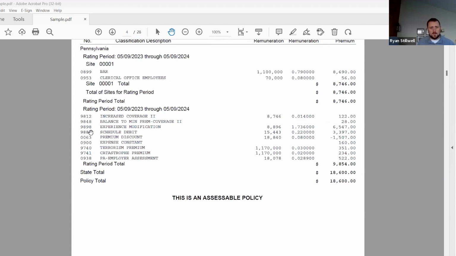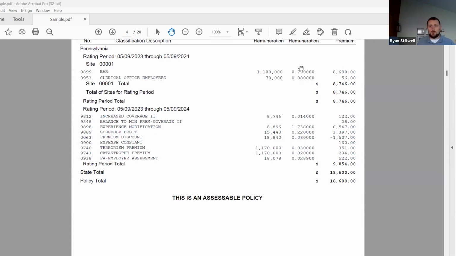The next line item here is you can see scheduled debit. Sometimes this may not appear at all. Sometimes it will show up as a scheduled credit, and this is really an underwriting factor. So when you look at this, you can see a 0.22 as a scheduled debit. So a debit is an additional premium. A credit would be a reduction in premium.